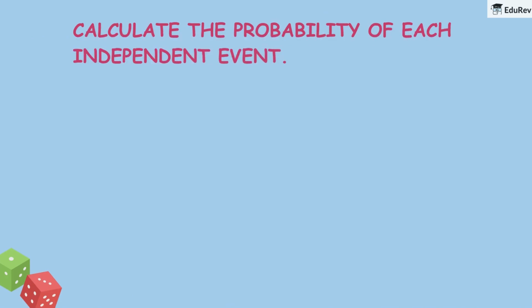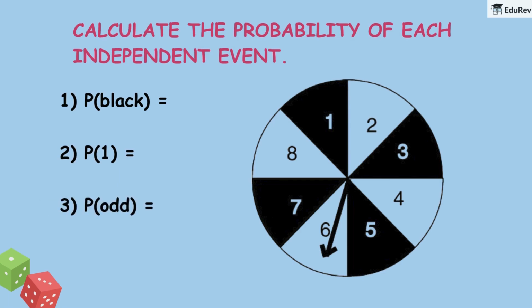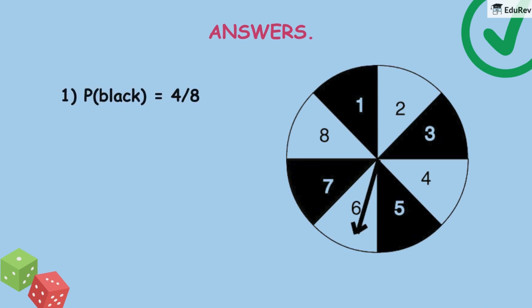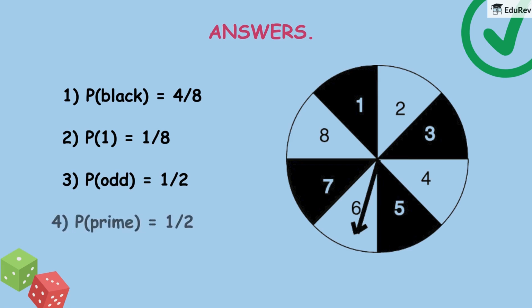Next, we can calculate the probability of each independent event. For example, P of black equals, P of 1 equals, P of odd equals, P of prime equals. The answers are as follows. P of black equals 4 by 8. P of 1 equals 1 by 8. P of odd equals 1 by 2. P of prime equals 1 by 2.